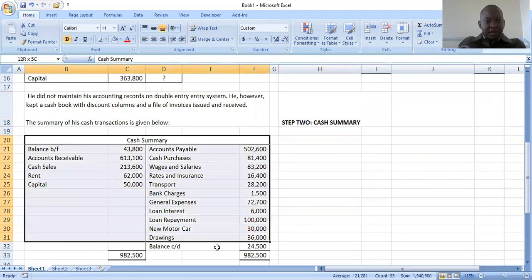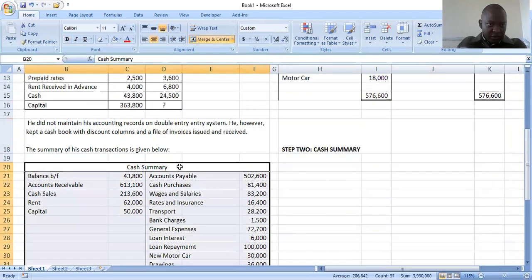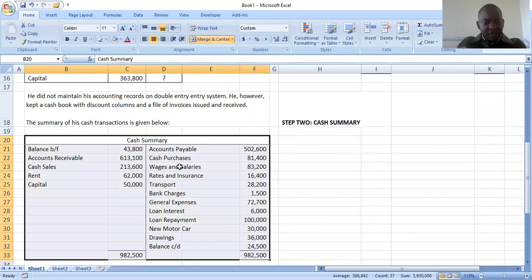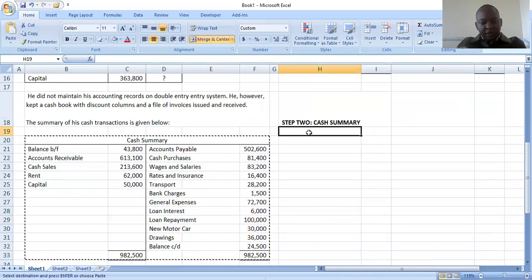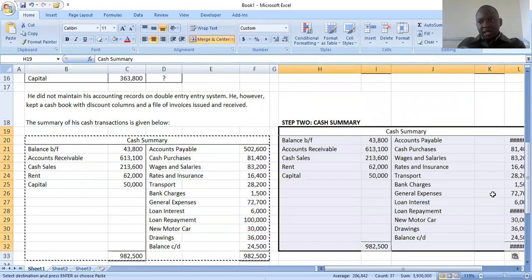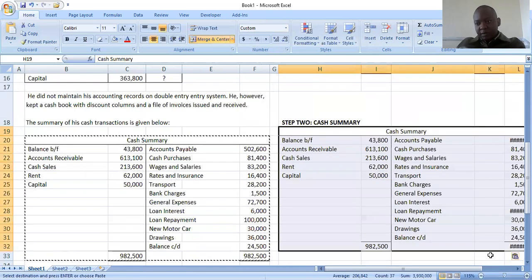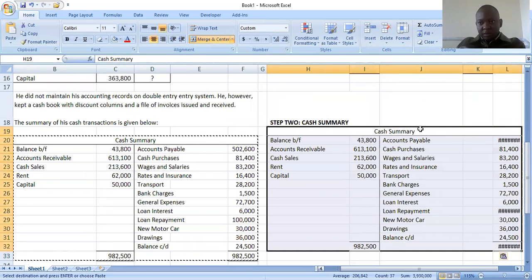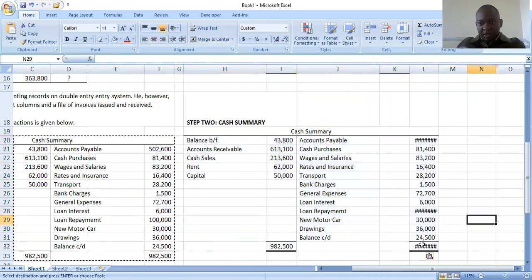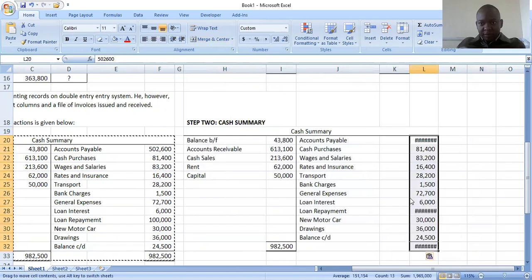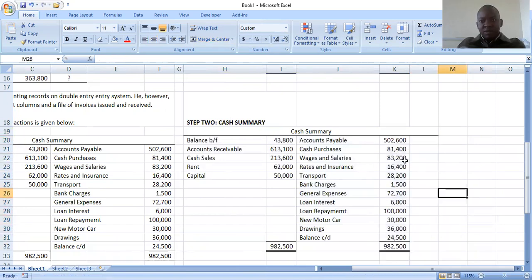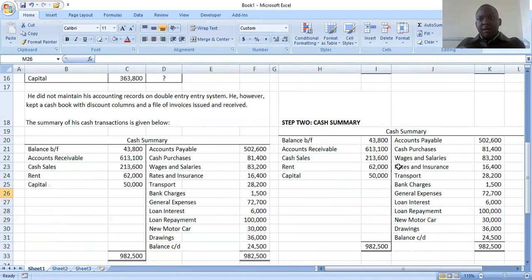So the cash summary is basically what you have in the question, the way it is. Maybe I can copy and paste it here. I've just copied it and pasted it here. So this is a cash summary of this business, a summary of receipts and payments.